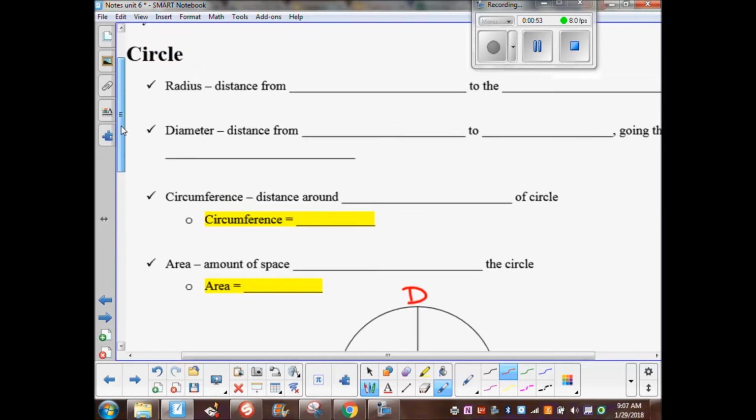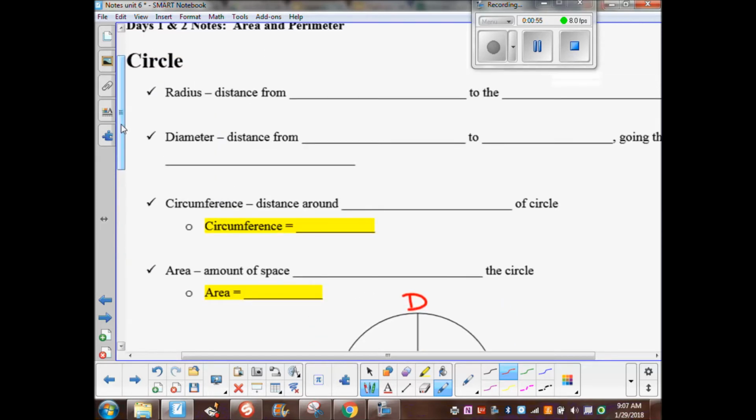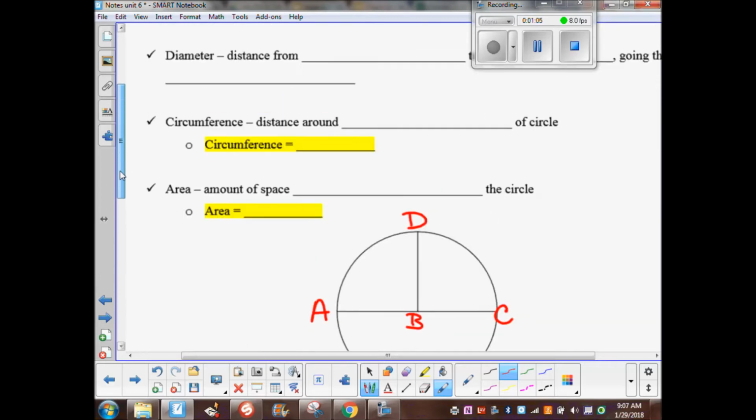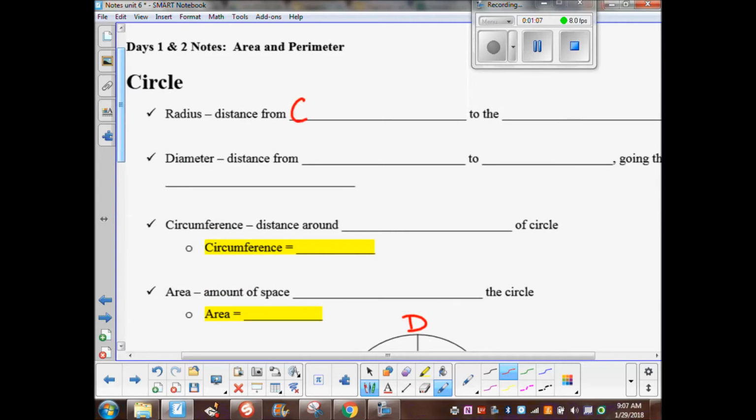The first definition: the radius is the distance from the blank to the blank. Who knows that one? Anna. It is, yes, from B to D. We're going to say from the center, which in our case is B, to the circumference, which on our picture we just label C.